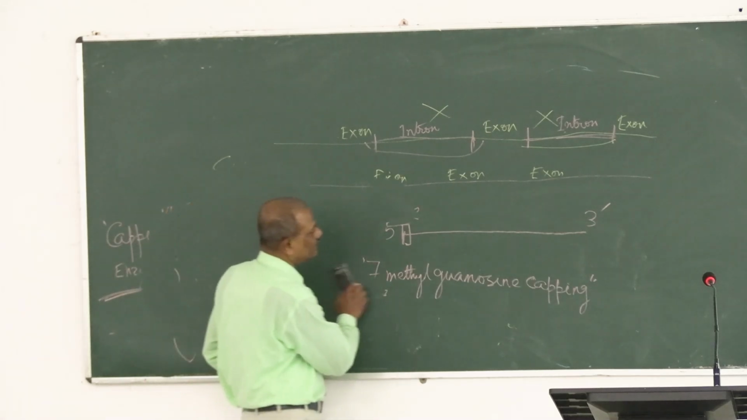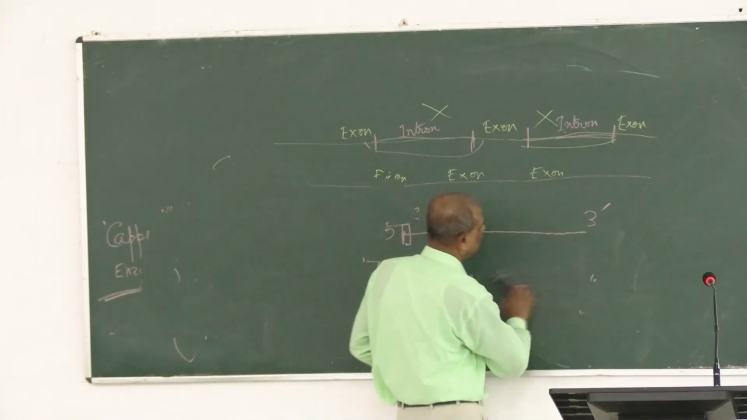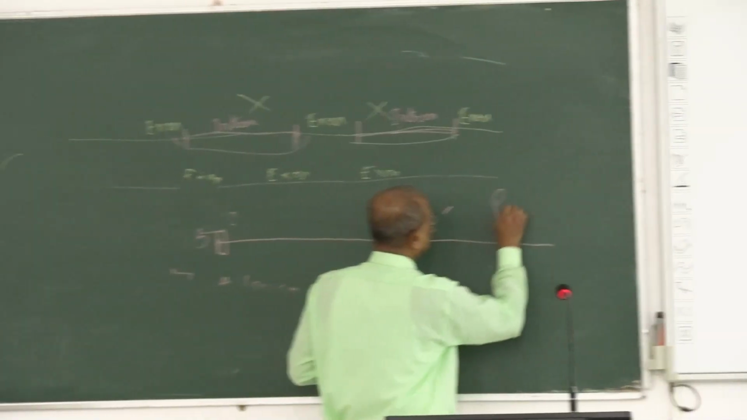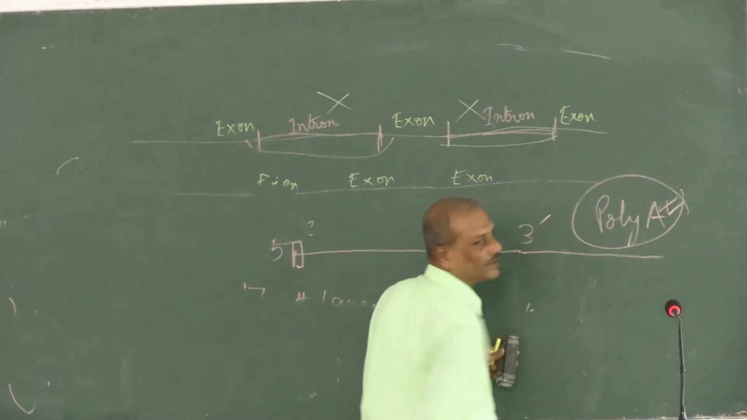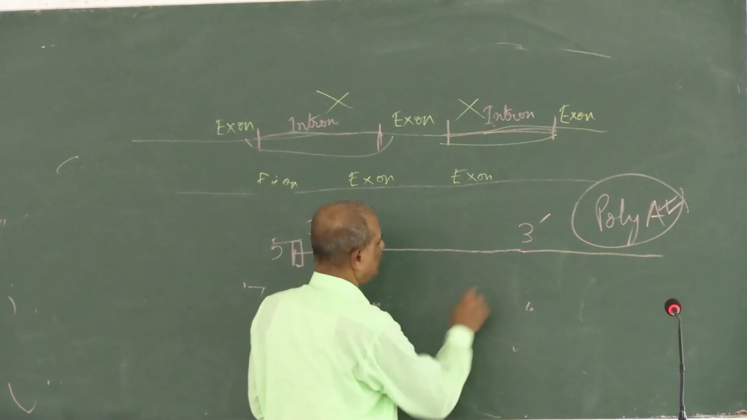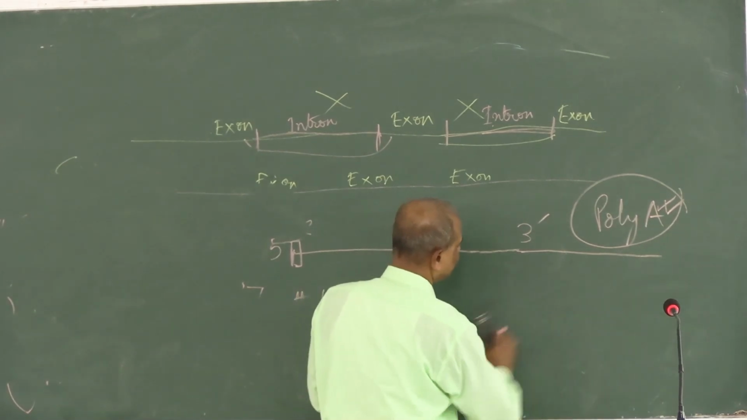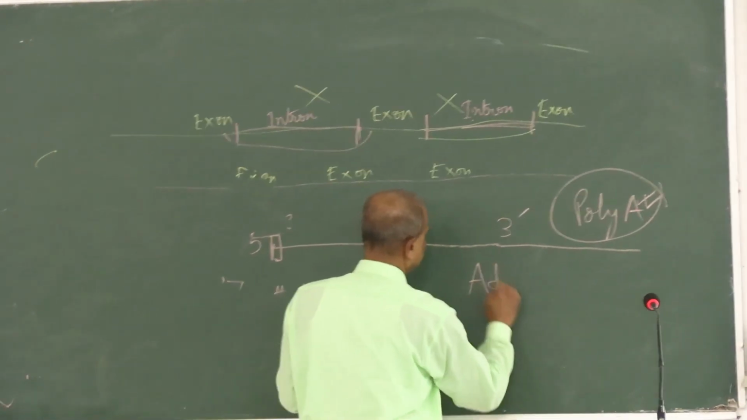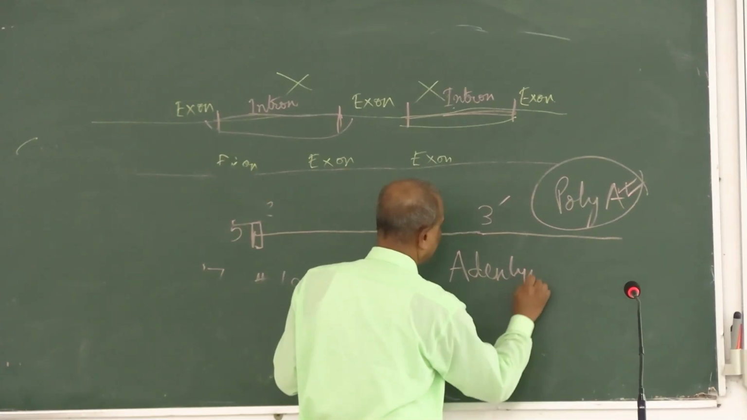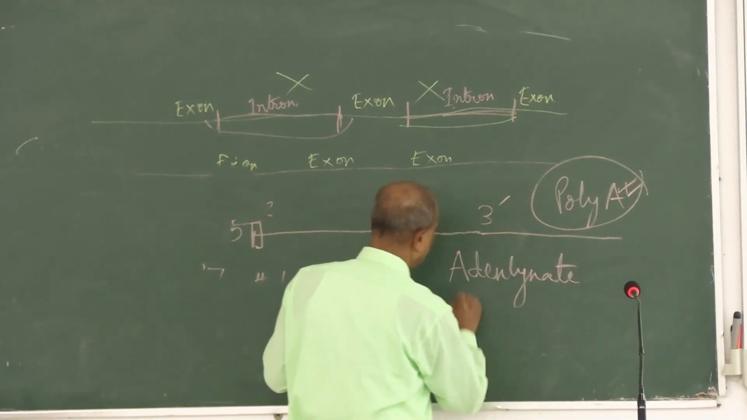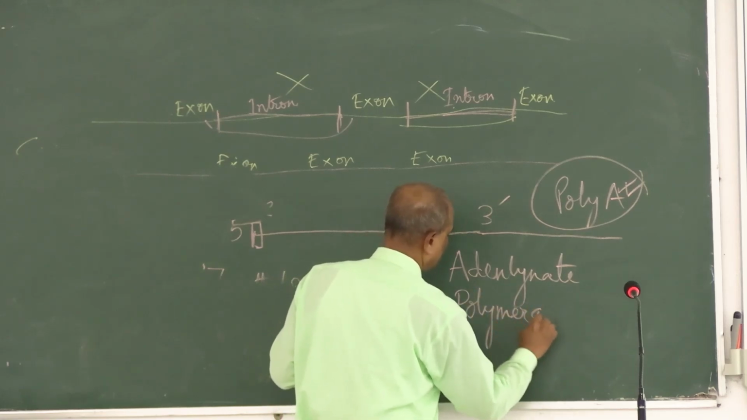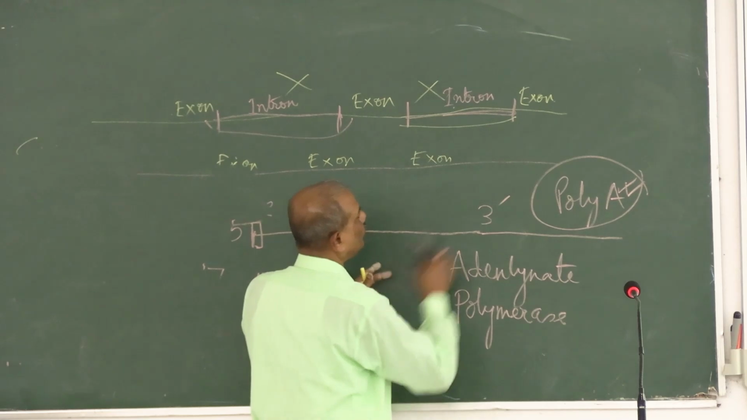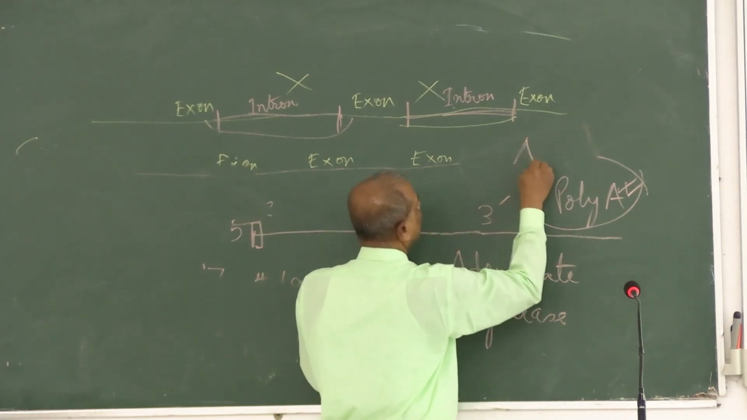In a similar way, at the 3' end, a poly A tail will be added. Poly A means adenine, adenylic acid. So basically here adenylate polymerase enzyme will be there, and this will create a poly A tail.